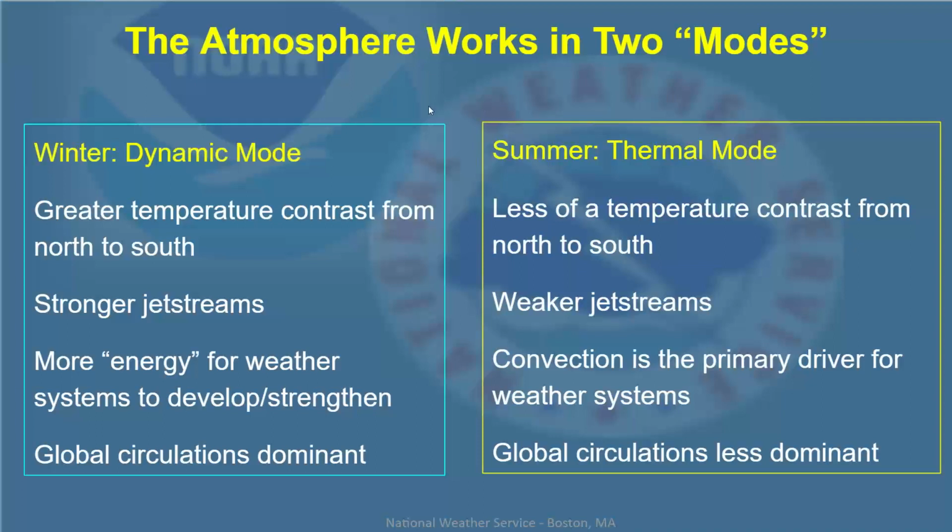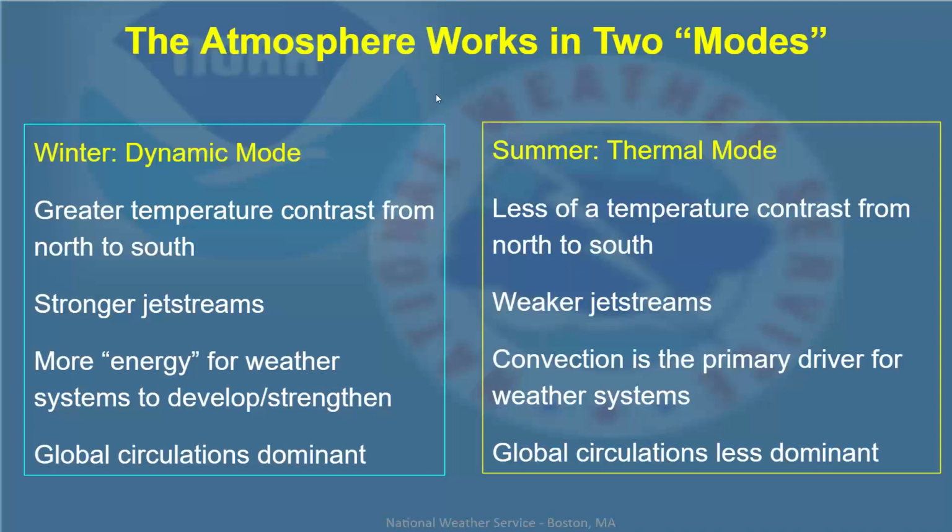So as a result of all that, the jet stream is typically stronger in the winter than it is in the summer. And this provides a lot more energy for weather systems to develop and even strengthen. So that's why we get our big nor'easters, our bomb cyclones, as we like to call them, in the wintertime. It's a result of a stronger jet stream, stronger temperature contrasts. And as a result, the global circulations are more dominant. So think about things like El Nino and La Nina. They have more of an influence in the winter than they do in the summer.